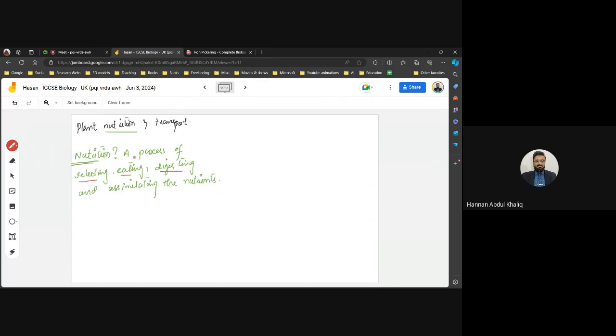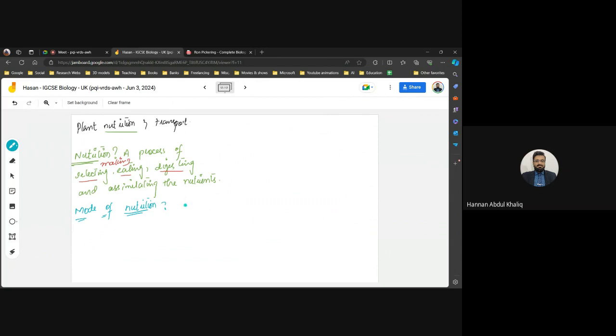Instead, what do the plants do? A process of making and then assimilating the nutrients. Plants basically don't have to do the first three things. In another way, I can tell you one more thing. With respect to nutrition, we also discuss the mode of nutrition. What is the mode of nutrition?